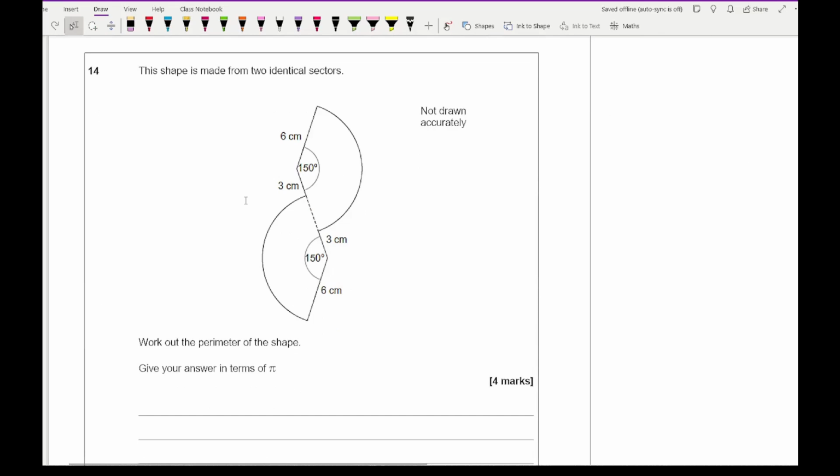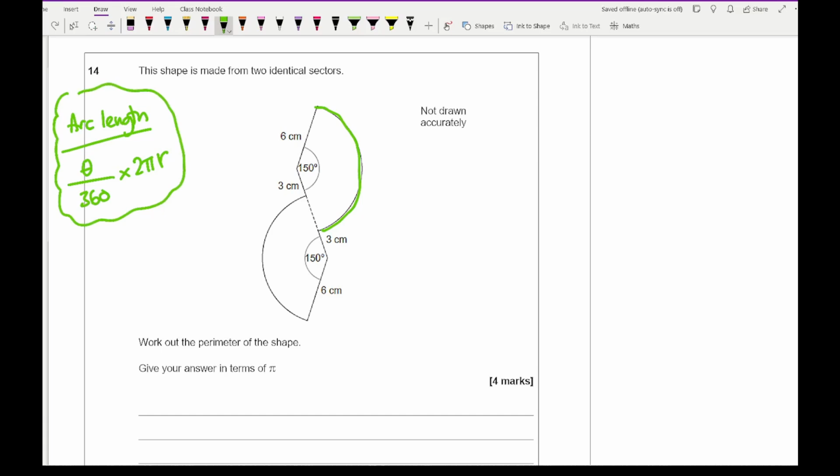Then moving on to question 14, it says this shape is made from two identical sectors. Work out the perimeter of the shape, give your answer in terms of pi. So looking at this, the thing that I need to work out is what this arc length here is going to be. Now the formula for arc length is theta divided by 360 multiplied by 2 pi r, because it's connected to the circumference of a circle. You could use pi times d, but because we're working with radiuses, it just makes it convenient if we use this formula here.